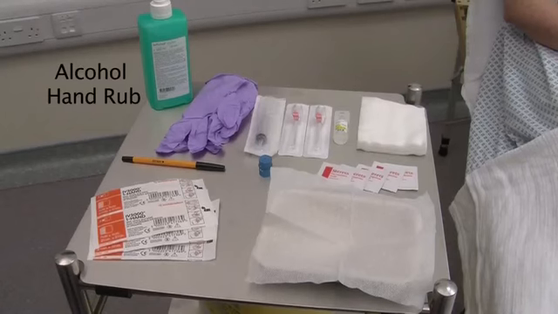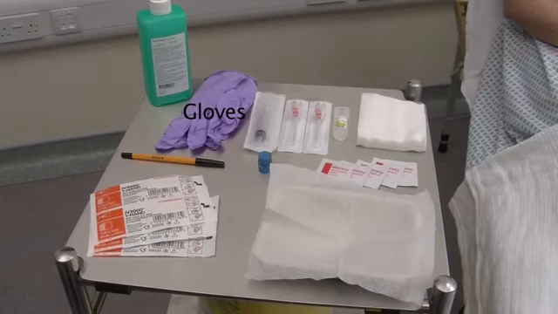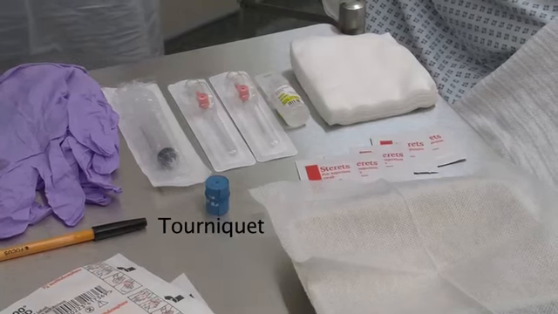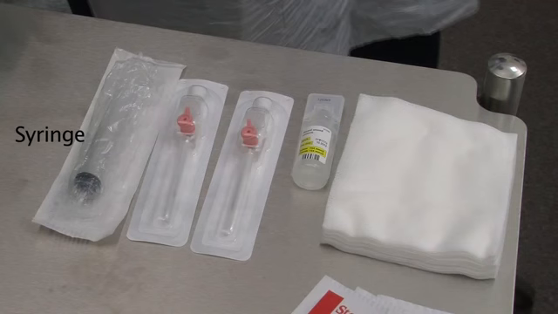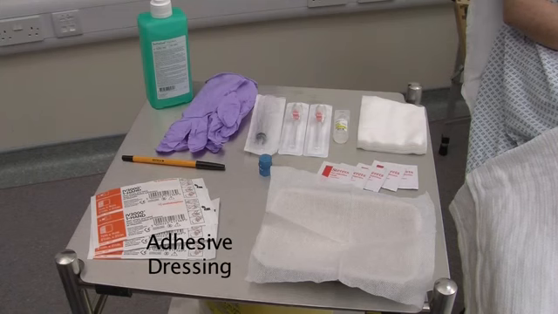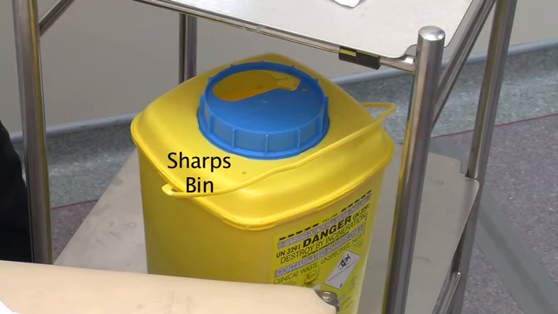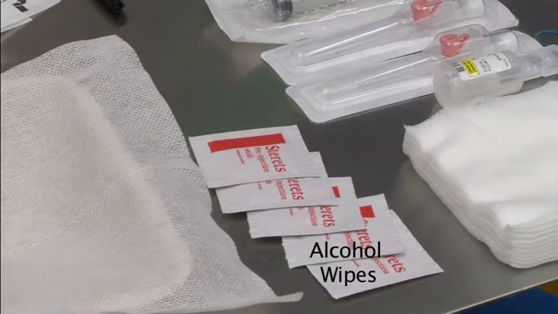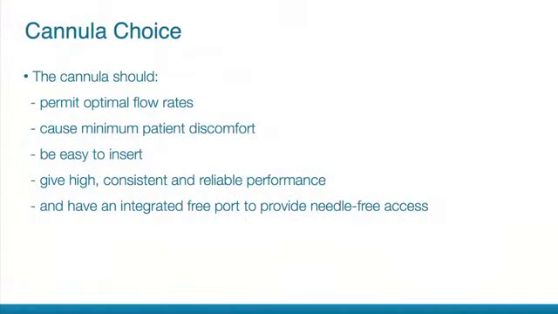The following equipment is required for venous cannulation: alcohol hand rub solution, gloves, a tourniquet of appropriate size, a 5 ml syringe, cannula and saline flush, gauze swabs, adhesive dressing for fixation of the cannula, a sharps bin, and some alcohol wipes. There are a wide range of cannula types, and it is important to use an appropriate size for the chosen site and patient condition.